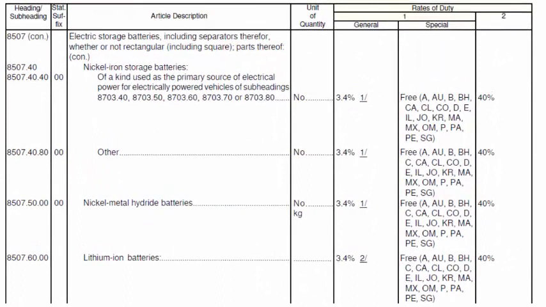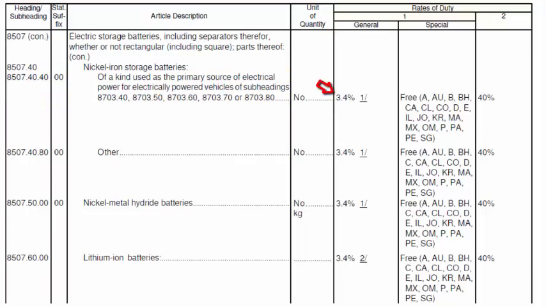This time, out of Chapter 85, heading 8507, electric storage batteries at the 6-digit level, nickel-iron storage batteries. And moving down to our 10-digit legal classification, 8507.40.4000, of a kind used as the primary source of electrical power for electrically powered vehicles. Interesting. The unit or quantity is the number. How many batteries, basically? It's not dozen or kilos or anything like that.